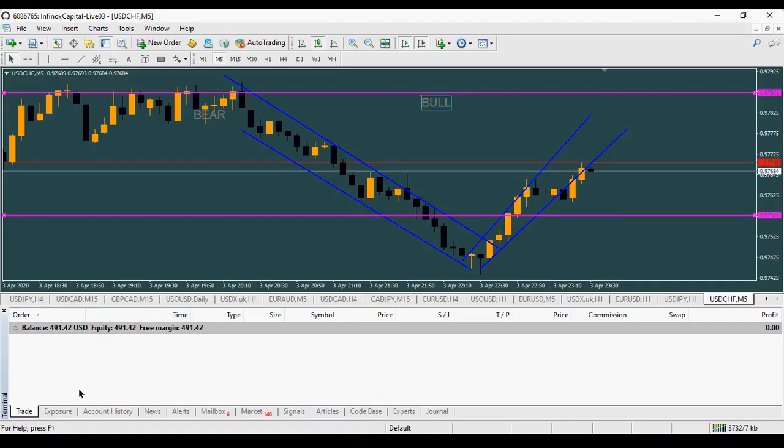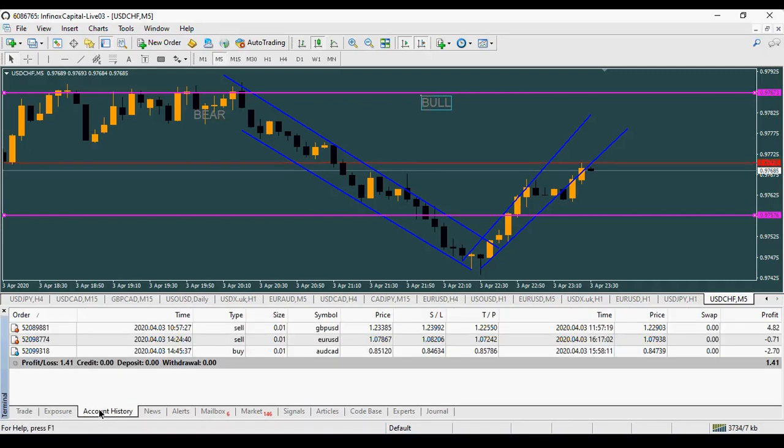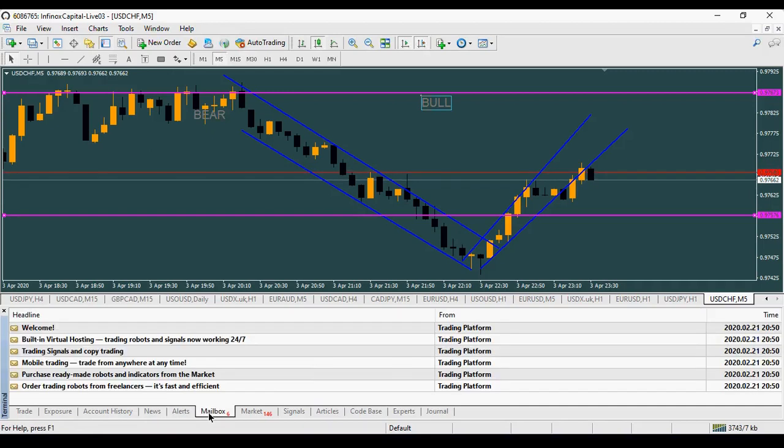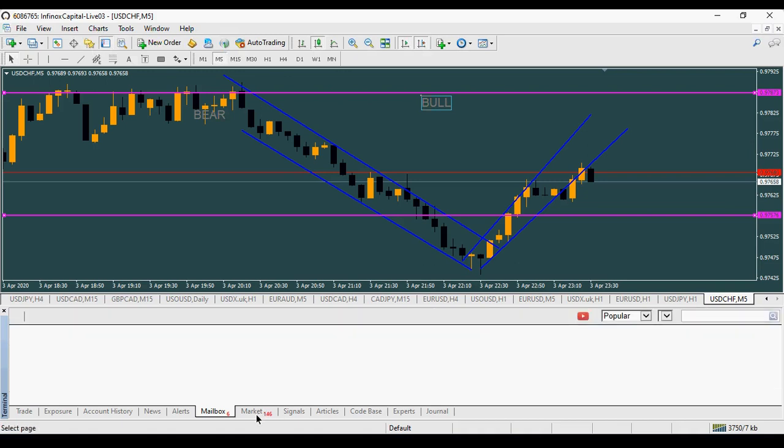On the terminal, you can see your trades. You can see your account history, how much you've made. You can see news. You can see there will be alerts coming in. You can see if there was any mail that is being sent to your platform from the broker. You see it here. Okay. We also have the market. We'll talk about market probably later. Then every other thing, signal, articles, you can see there.